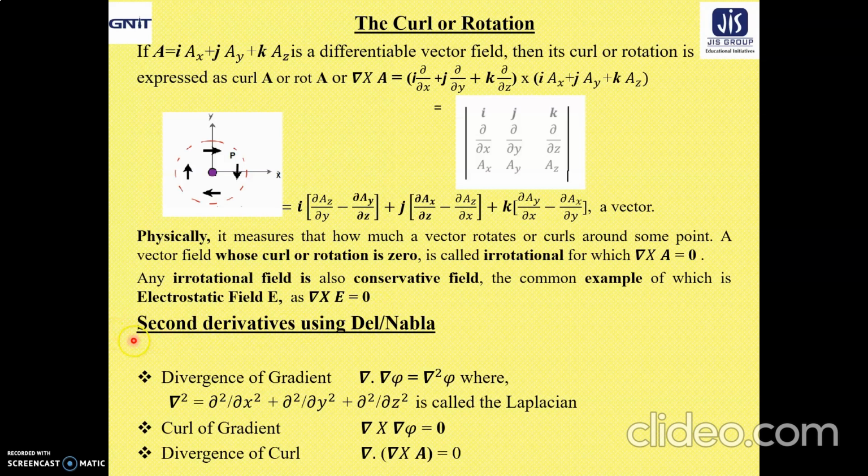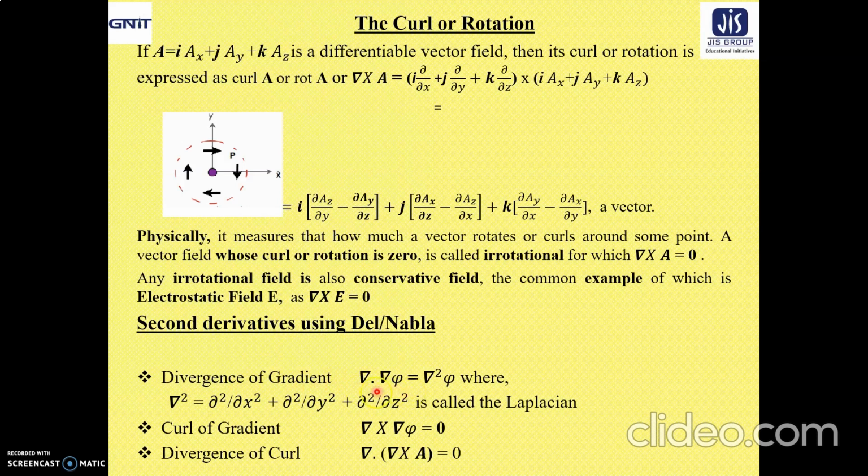Next we will come to the second derivative using del or nabla. So far we have considered all first order derivatives in terms of the gradient, the divergence and the curl. Now we will come to the second derivatives using del or nabla. Here we will consider three different cases. First one is the divergence of gradient. So let us take a look here.